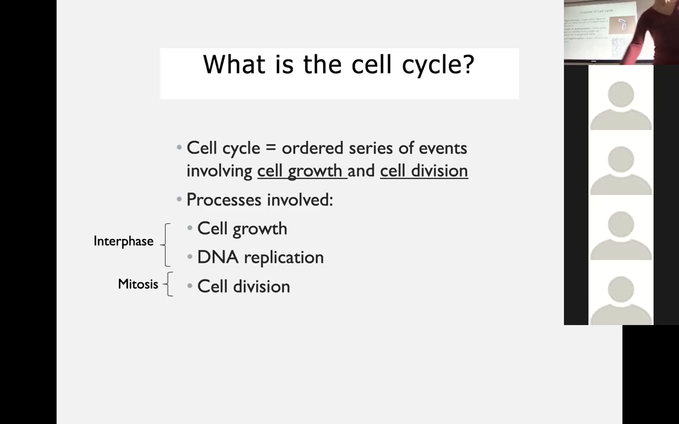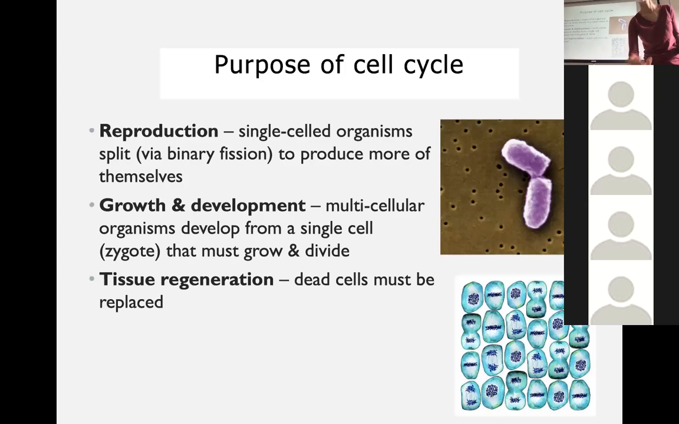So why do cells do this? You probably have a decent idea of why cells have to divide. Let's start with single-celled organisms. So bacteria, they are only made of one cell. In order to make more of themselves, to reproduce, they have to divide themselves. So they undergo a really simple reproductive process where they just split themselves in two through a process called binary fission. So reproduction is one purpose of the cell cycle.